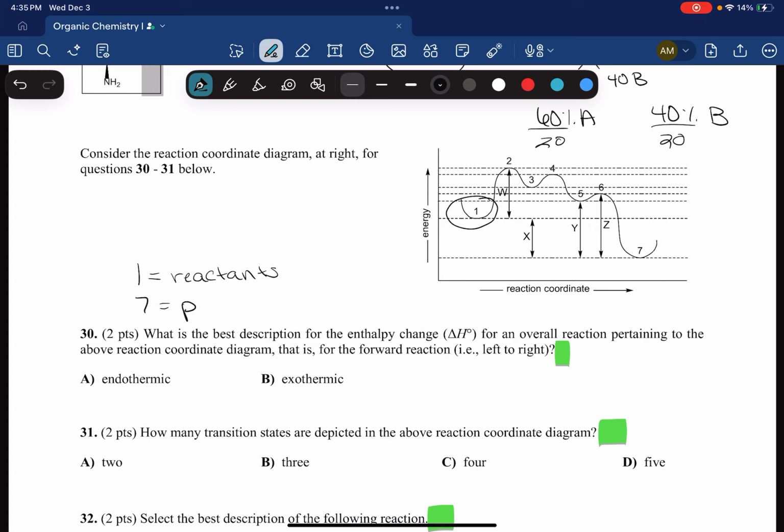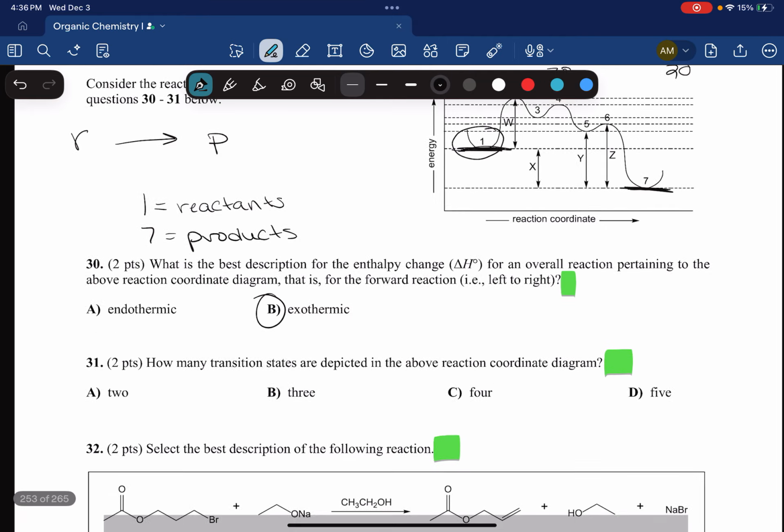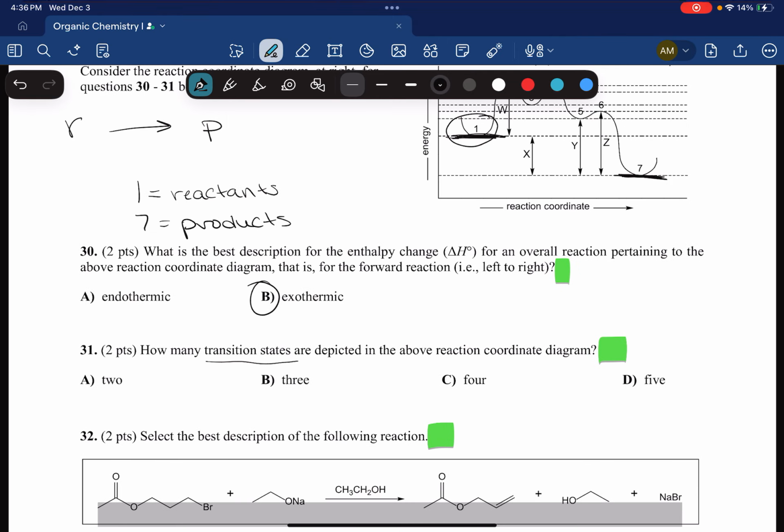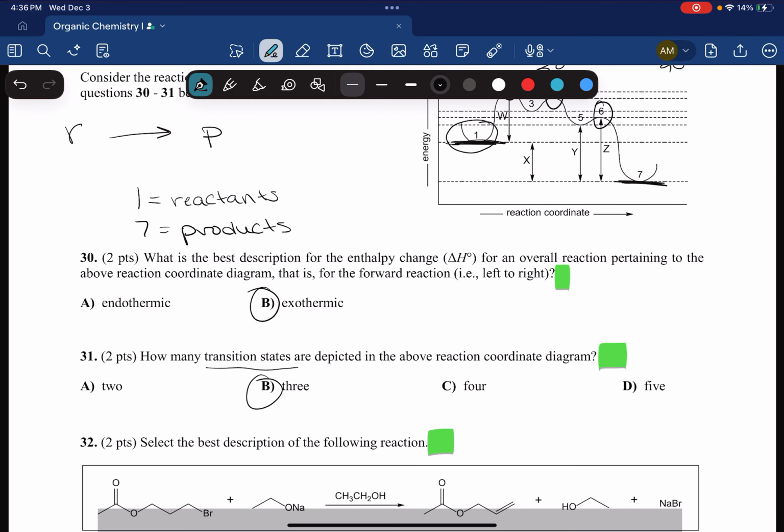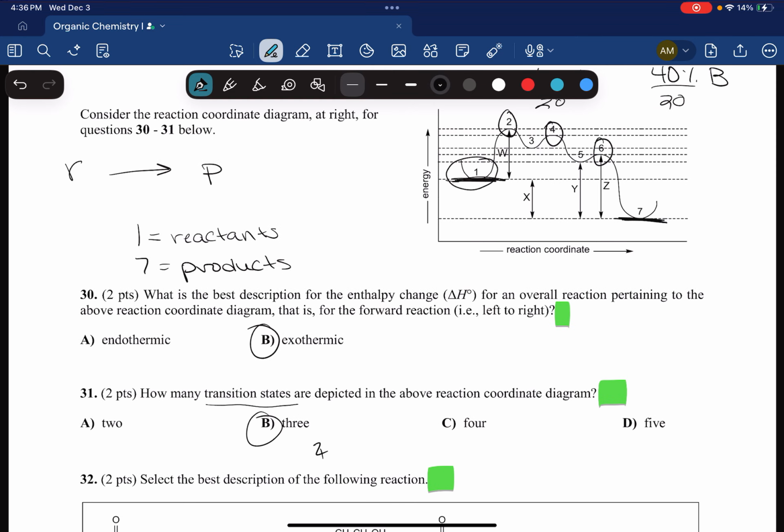Number 7 is our products. Our reactants have much more energy than our products. So if we lost energy going from reactants to products, that would make us exothermic, right? Because we gave off a bunch of energy. How many transition states? The peaks of every hill is a transition state. So that means there's a total of 3. Numbers 2, 4, and 6.